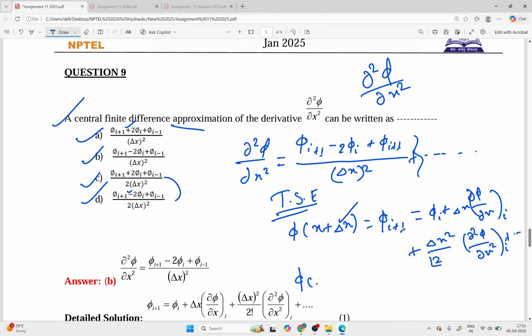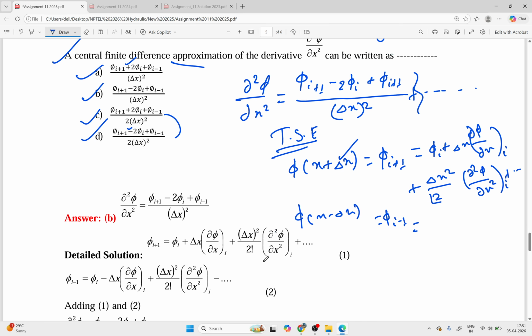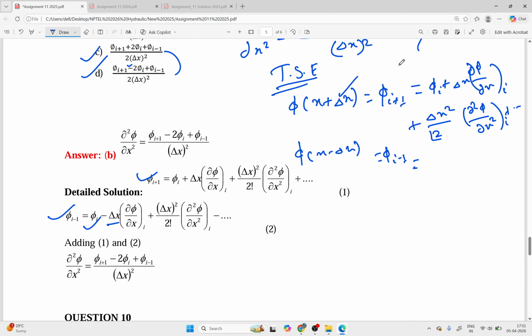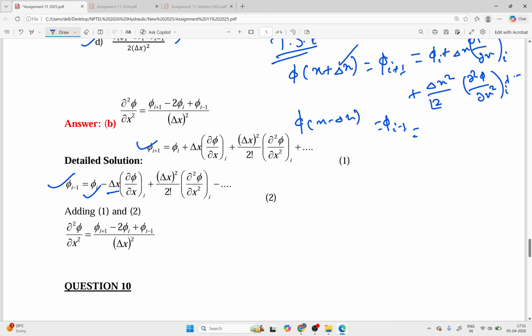Similarly, phi at x minus delta x, or phi i minus 1. Here it is written: phi i minus delta x del phi by del x plus delta x square by 2 factorial del square phi by del x square, and here minus. Now you have two equations, one for i plus 1 and one for i minus 1. When you add them, some terms will cancel. All the terms are there, but the higher order terms are not written here.